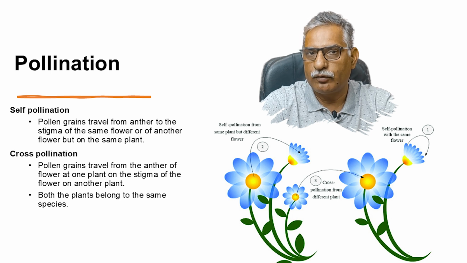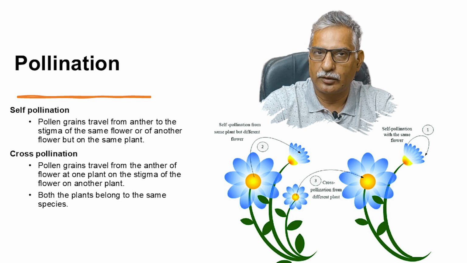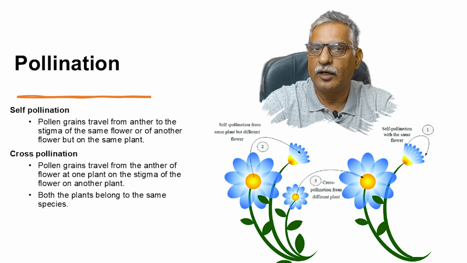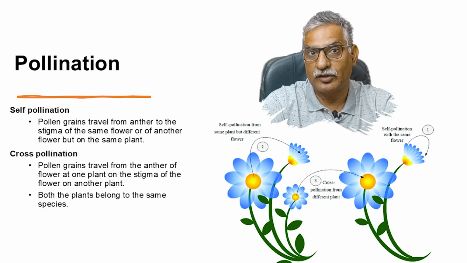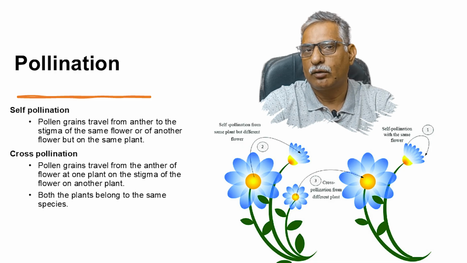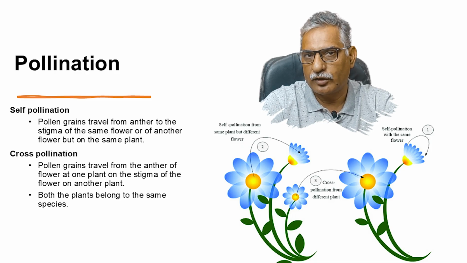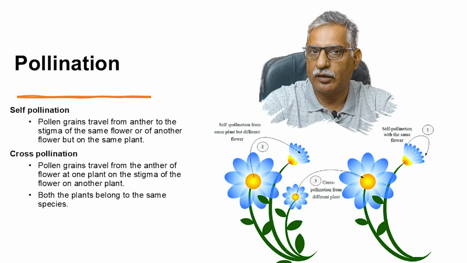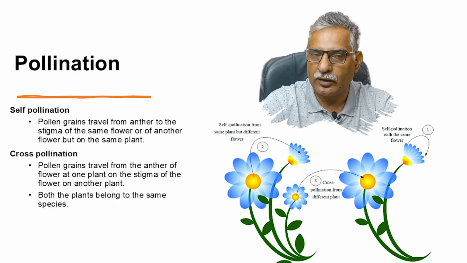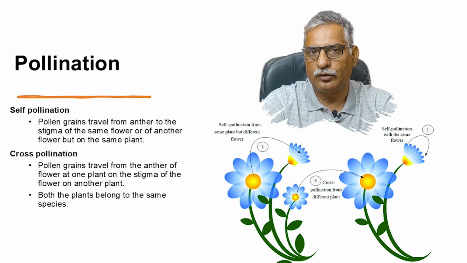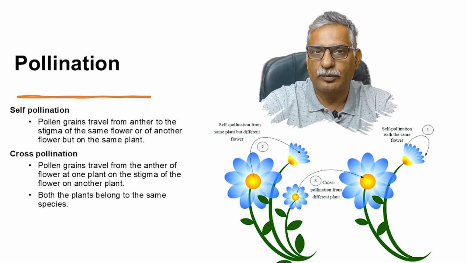But if pollen grains travel from the anther of a flower on one plant to the stigma of a flower of another plant, but of the same species, this will be taken as cross-pollination. So in cross-pollination, pollen grains travel from the anther of a flower on one plant and fall on the stigma of the flower of another plant. But remember, for cross-pollination to take place, both plants should be of the same species. If the plants are of two different species, we will consider the pollination process incomplete because it will not further proceed.